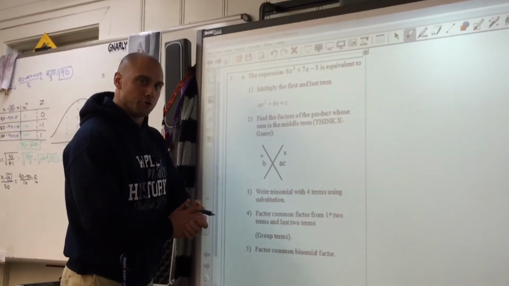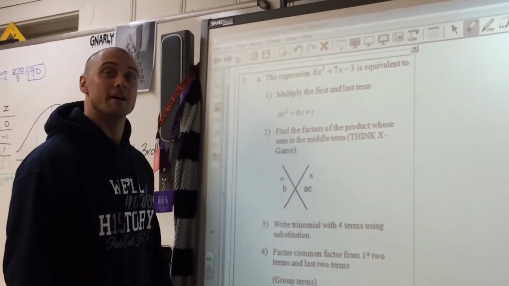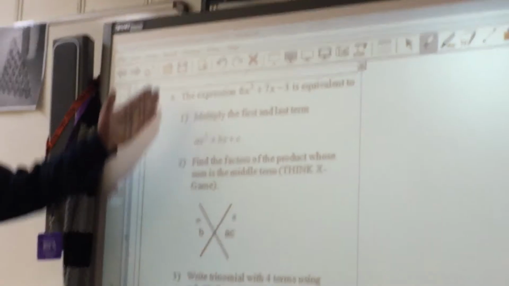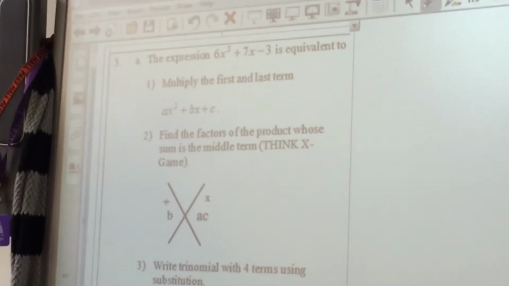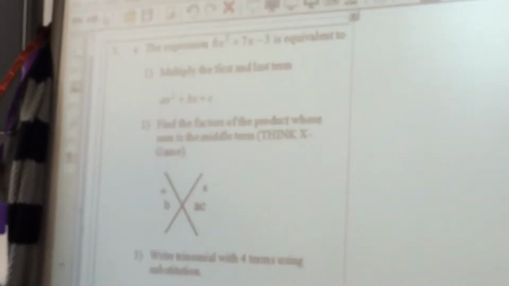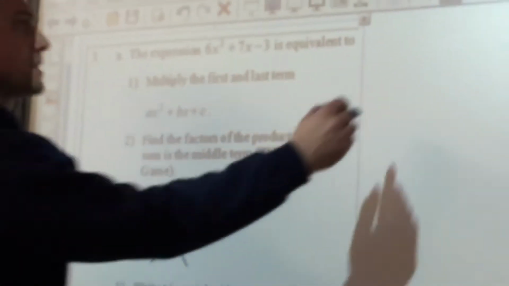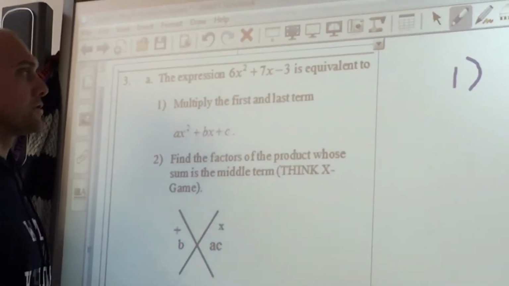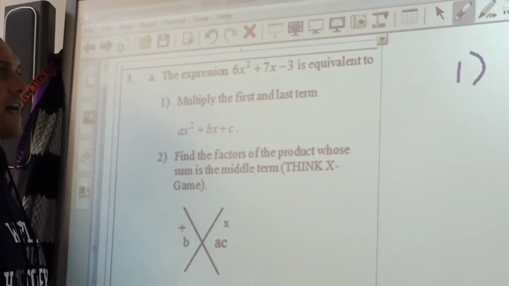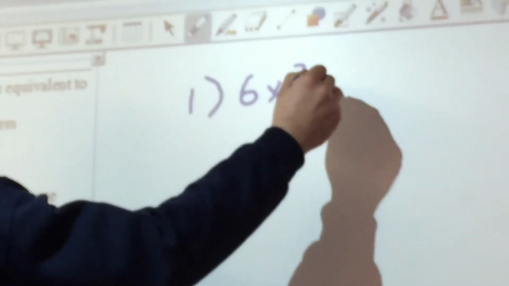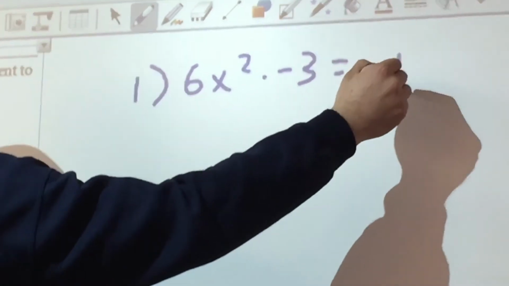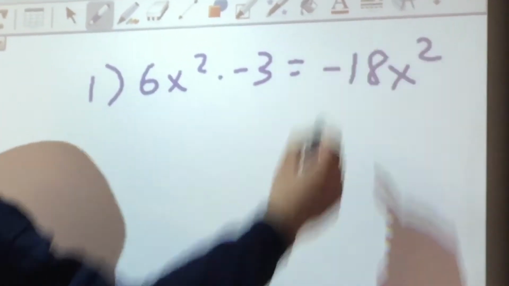All right, we're going to learn a new method of factoring today. It's called the 5-step method. So on the left side here we have the instructions, right? There are 5 steps. So the first step, I'm going to multiply the first and last term. So I'm doing 6x squared times negative 3. That gives me negative 18x squared.